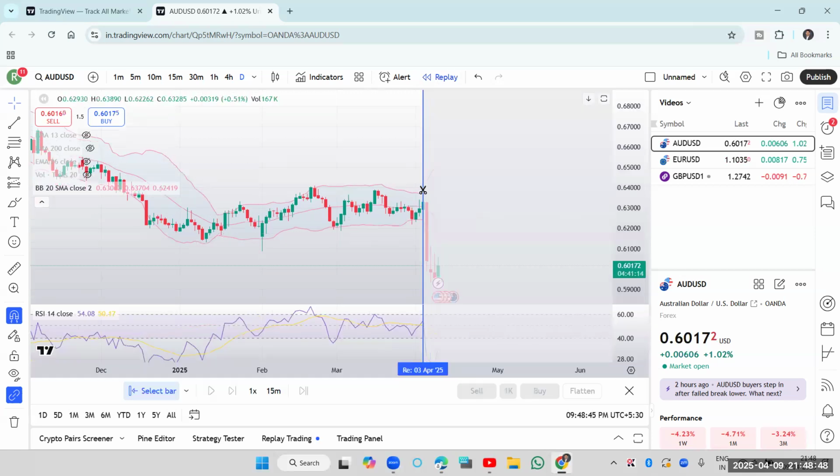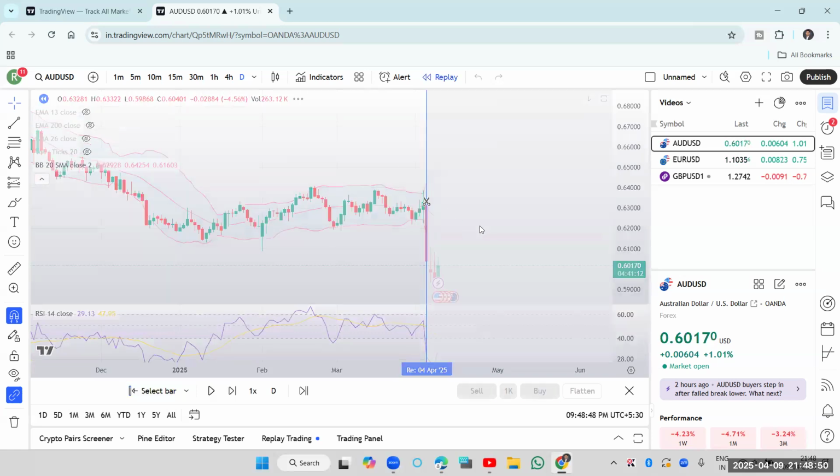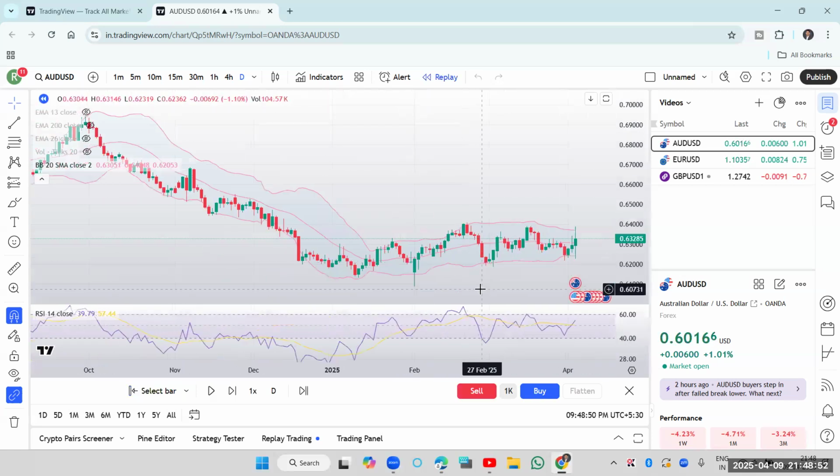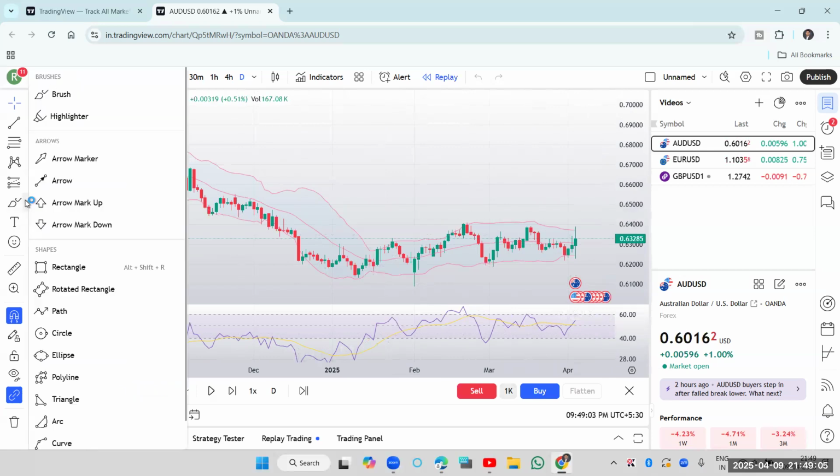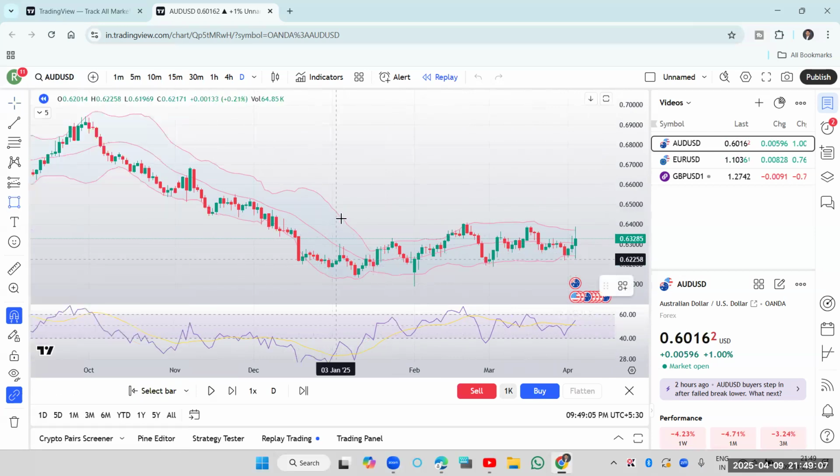So what happened? Let's go before this day. I have kept this Bollinger Band open so far, and this RSI I have kept open. What was happening before this day? It was a certain kind of sideways movement.